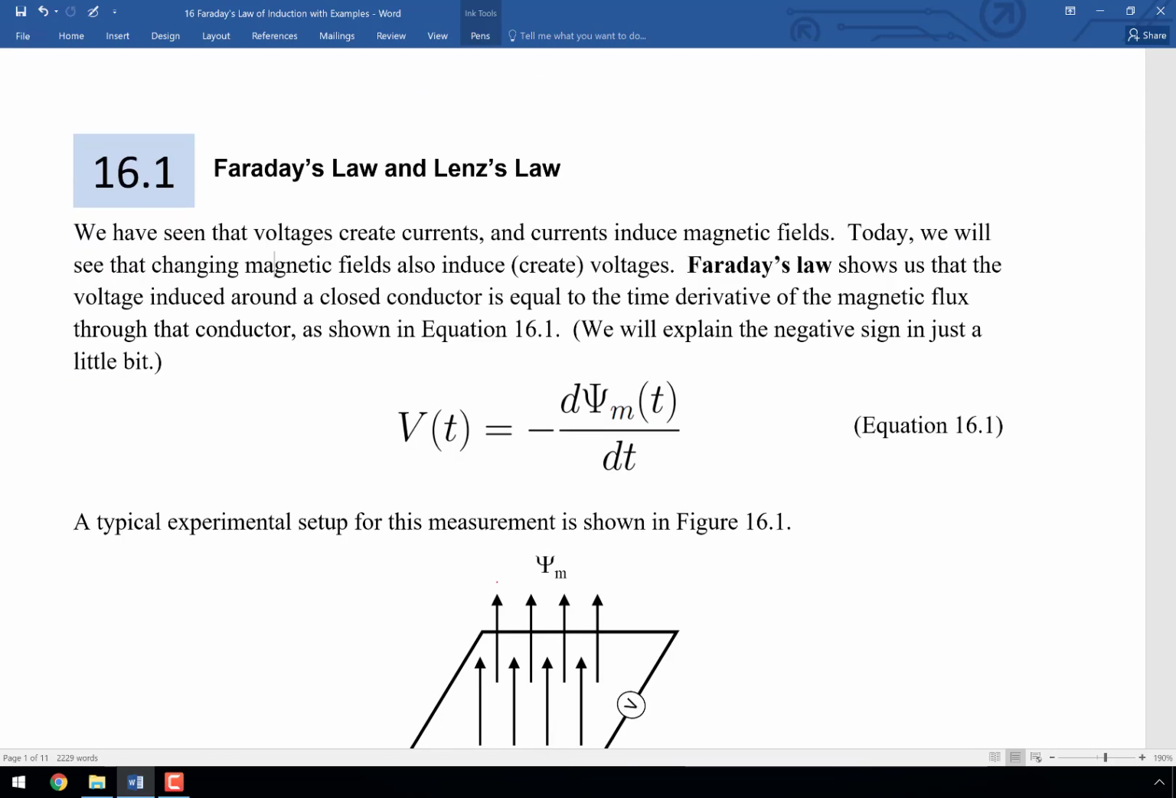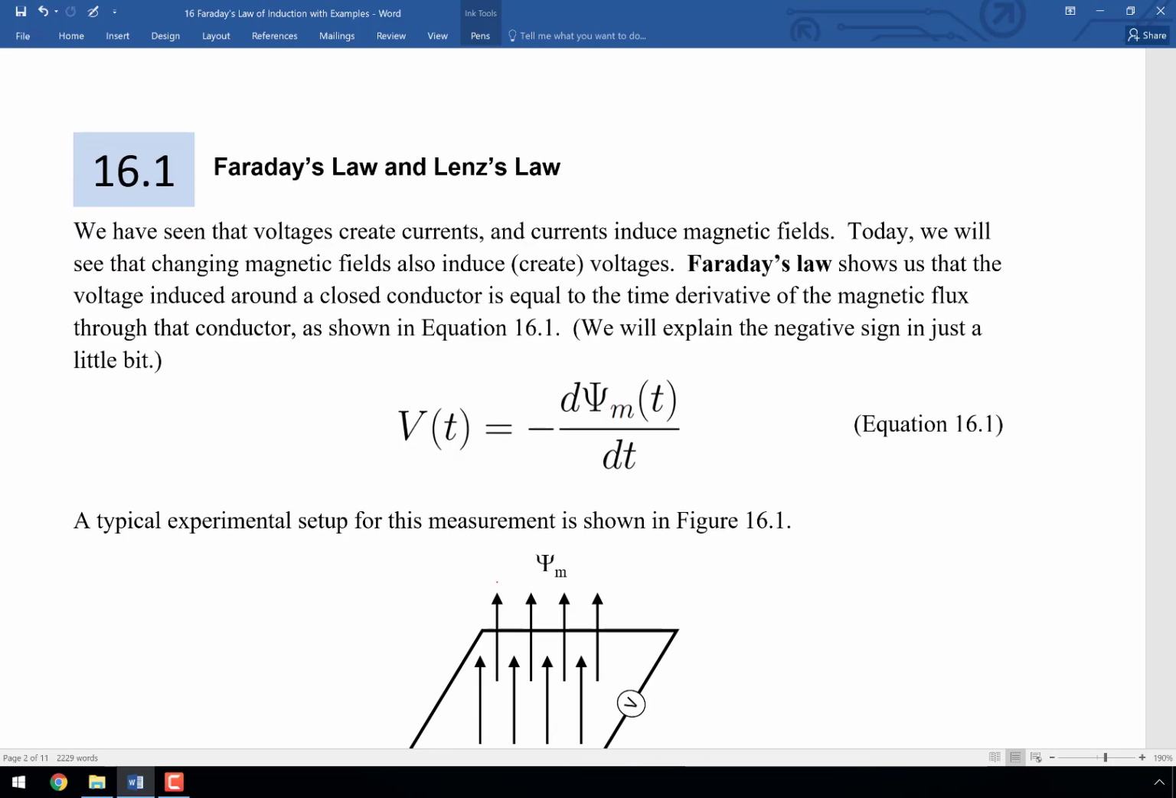So let's talk about Faraday's law, and then sort of related to that is Lenz's law. Now we've seen that voltages create currents, and we've seen that currents induce magnetic fields. Today, though, we're going to see that changing magnetic fields will also create or induce voltages as well. Faraday's law shows us that the voltage induced around a closed conductor is equal to the time derivative of the magnetic flux through that conductor.